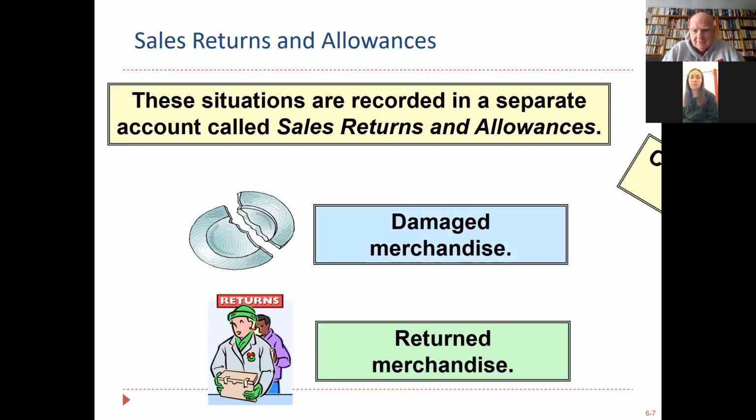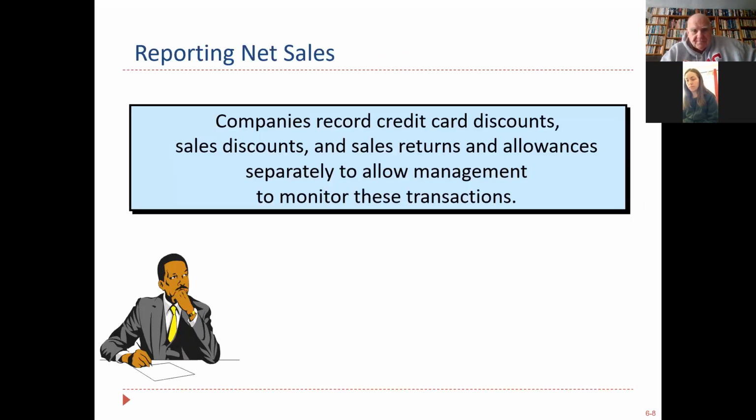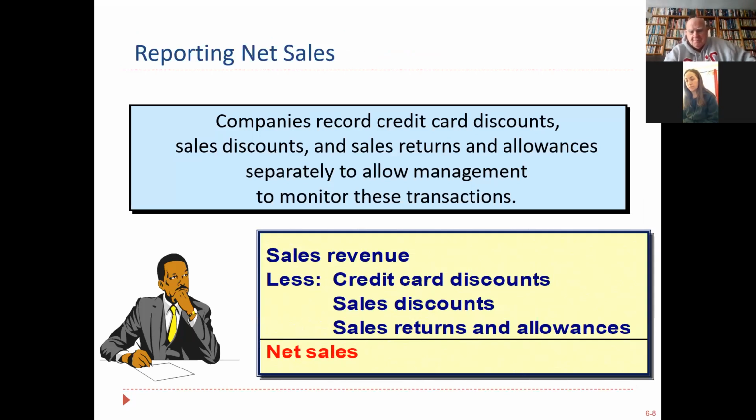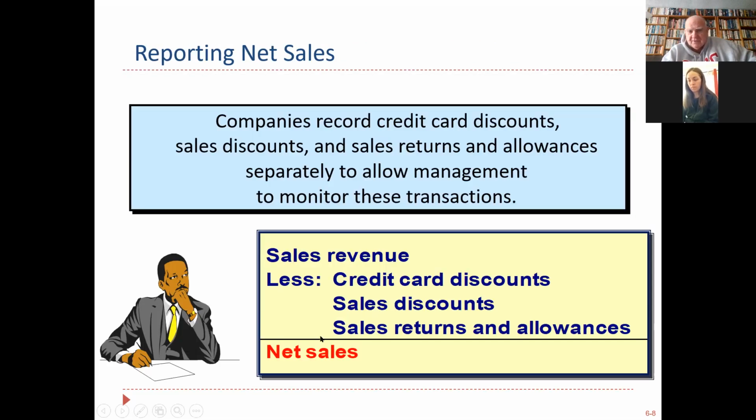Sales, returns, and allowances, contra revenue account. People return things to the stores. Net sales, simple template here. You're going to get questions on the test maybe where they say the sales were this and the sales discounts were this, sales returns and allowances, and these were the net sales. How would you get the credit card discounts? So this should be right in everybody's skull right now, and I don't think that's a big problem. Sales minus your three contra accounts.